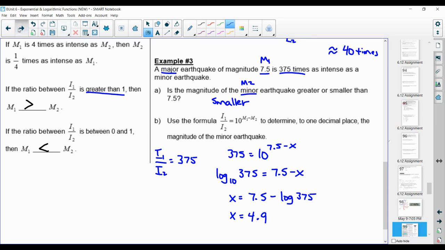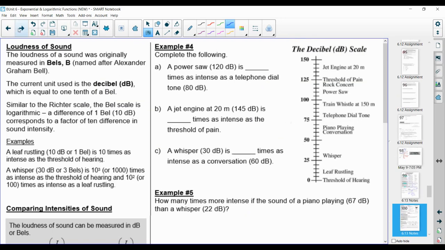All right, moving on, we're going to take a look at the sound scale. Now, when we start looking at the decibel scale, this follows the exact same rules as the Richter scale, but we're still going to go through some examples.